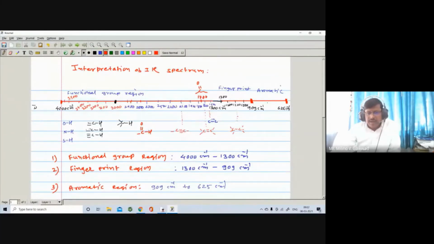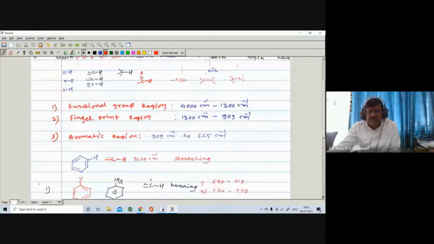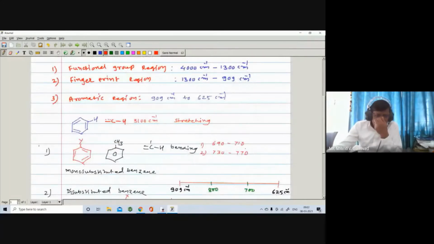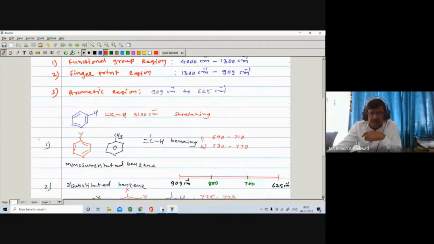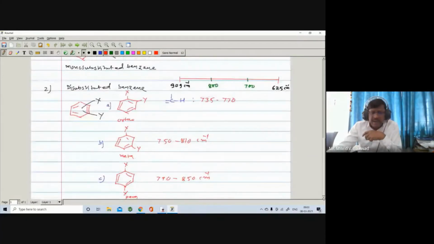Then in the aromatic region, we have seen that if it is a benzene, then CH bending vibrations will appear in this region. If it is monosubstituted, it has two bands. If it is ortho, meta or para, then you have a single band, as given here. All these values will also be given in the question paper, so there is no need to remember them. Only how to remember through an example.